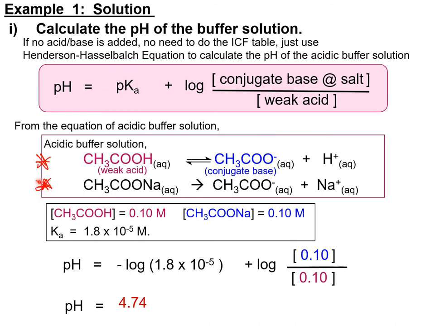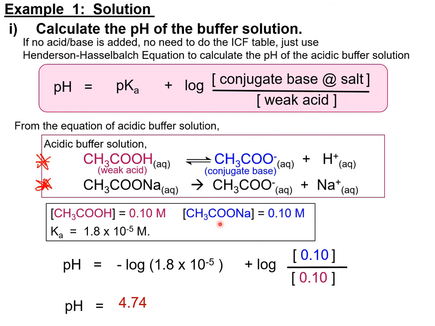Okay, and then next, we know that the concentration of CH3COOH ialah 0.1 molar and concentration of the salt CH3COONa adalah 0.1 molar. Okay, and then the Ka given is 1.8 times 10 to the power of negative 5 molar. So senang, you masukkan saja dalam Henderson-Hasselbalch equation untuk acidic buffer solution, di mana pH is equals to pKa. P ni ialah negative log Ka, masukkan Ka value 1.8 kali 10 kuasa negatif 5, campurkan dengan log. Okay, concentration of conjugate base atau salt.